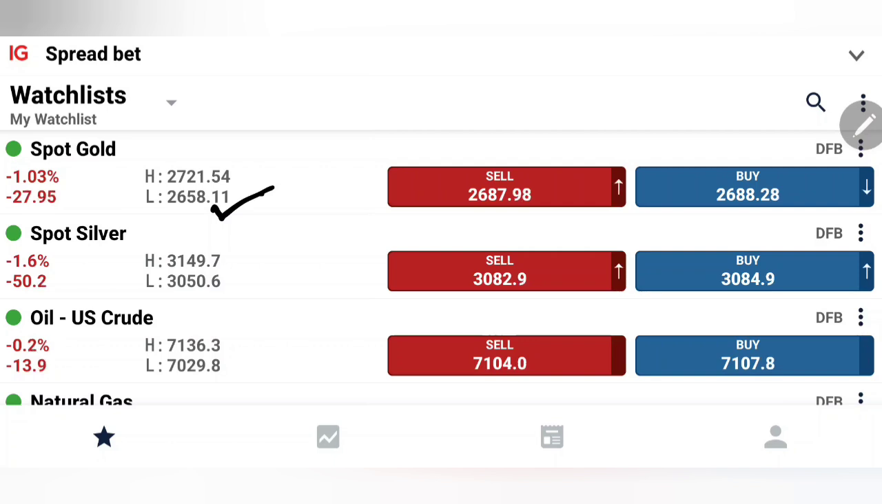What has happened? We have seen gold reversing from the same zone, and see, it has achieved the first target zone at 2687 and is still trading bullish. Likewise silver: it has failed to trade below 3036 and has bounced back.